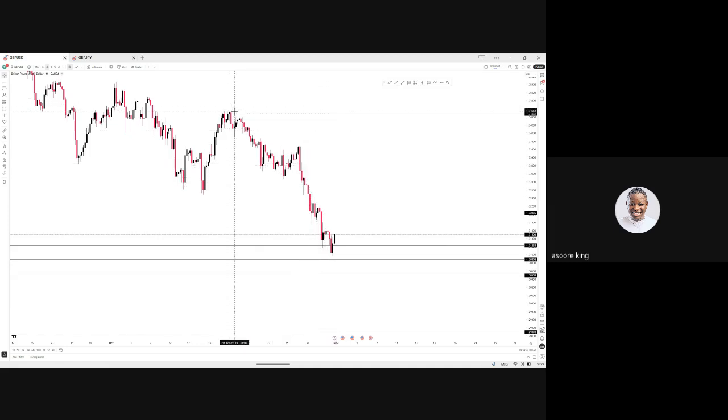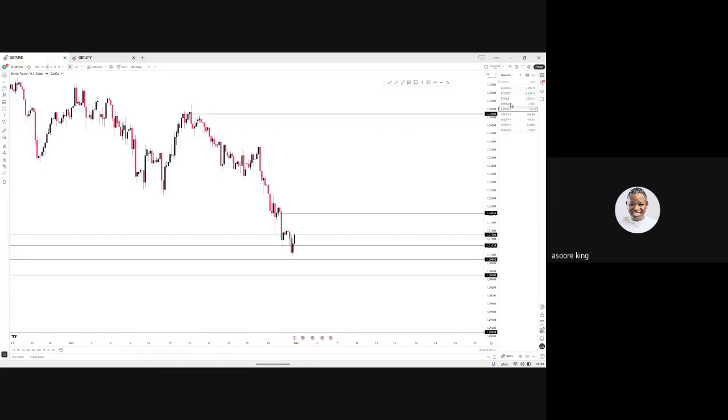So this is perfect. If price breaks this place, that means it will come back here to buy. You understand? So now this is GBPUSD. Can we go to another pair, EURUSD?